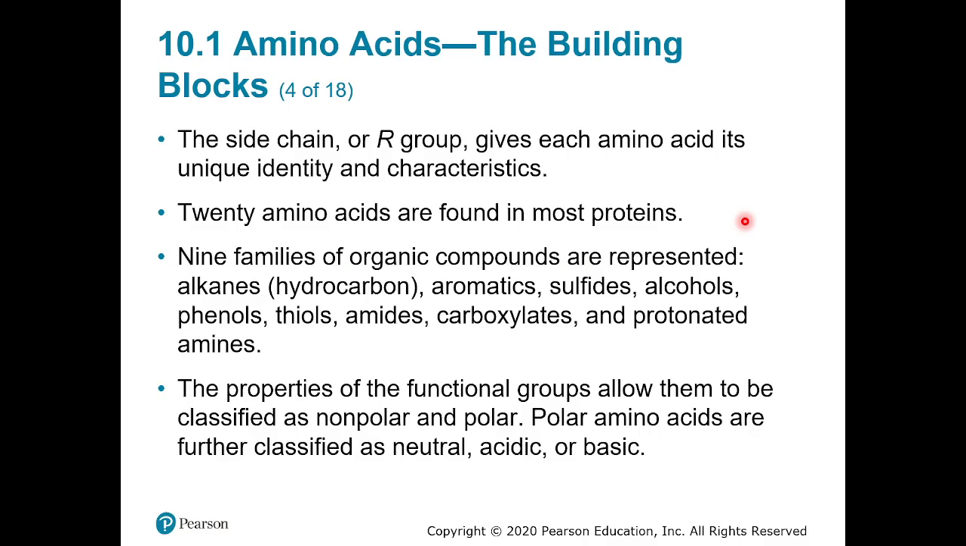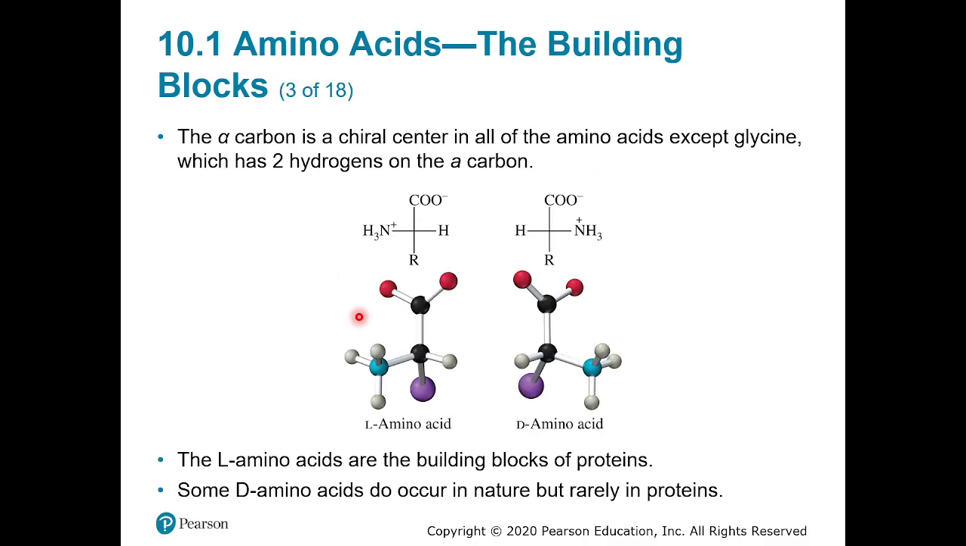So the side chain, or R group, is going to give each amino acid its unique identity and characteristics. These are what those amino acids are named after. Remember, all the amino acids that you're going to typically use and see, the essential amino acids for a human, are going to be the L amino acids. Okay?